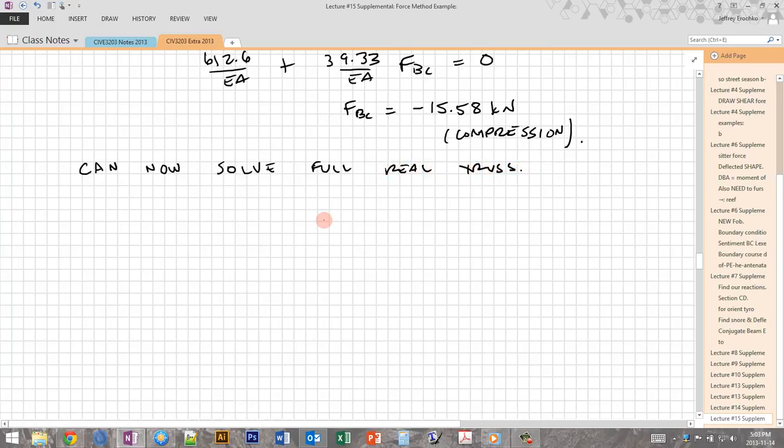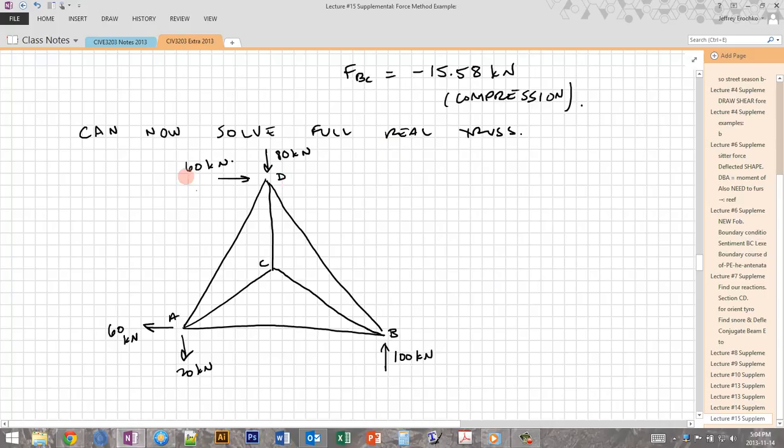So solve the full real truss. And it looks like this. So you'll recall we had external loads on our truss. These loads down here are the reactions, which we could always solve for right away since this truss system is externally statically determinate. But since it was internally statically indeterminate, that meant that we had to use an internal redundant in order to find one of the forces within the truss before we could solve the rest of them. So we found that redundant, which was FBC, and we just solved to find that it's 15.58, and that's compression. So now, starting with this force, we can go ahead and calculate all the other ones.